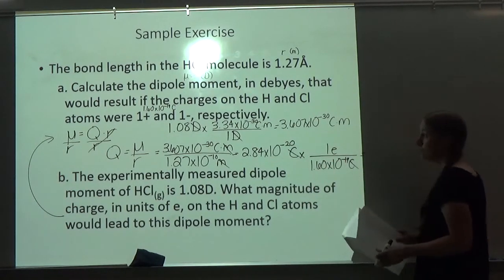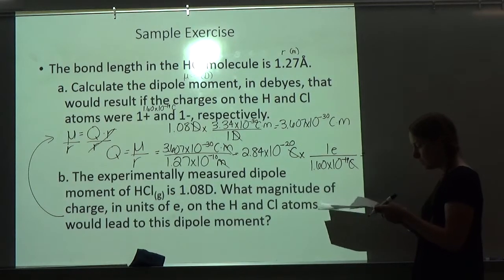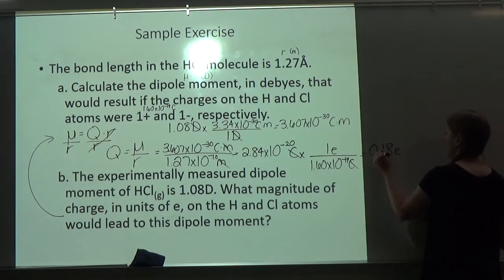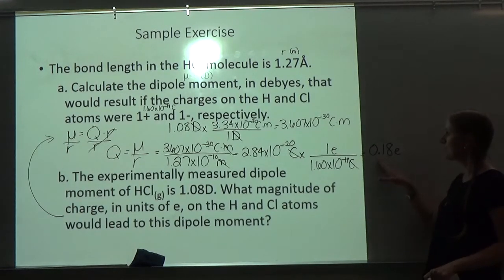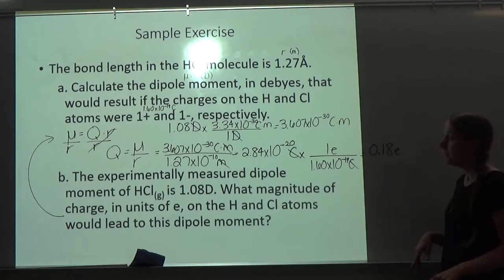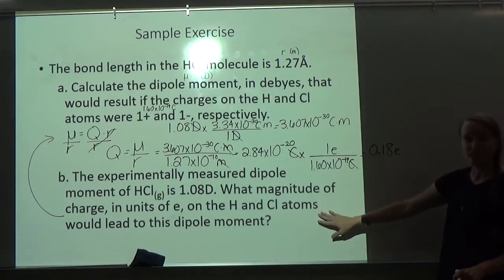And so see, then our coulombs cancel. And so once I solve, I get 0.18e. So in other words, instead of having a full positive 1 and a full negative 1 charge, there is a positive 0.18 and a negative 0.18. All right, and then it asks for H and Cl.